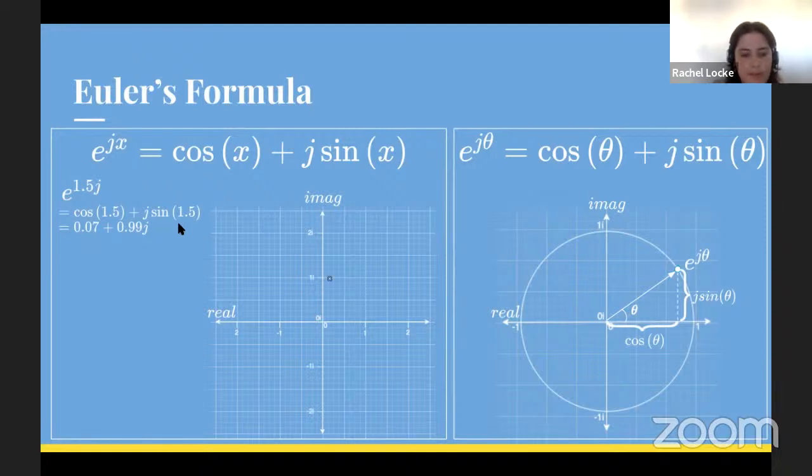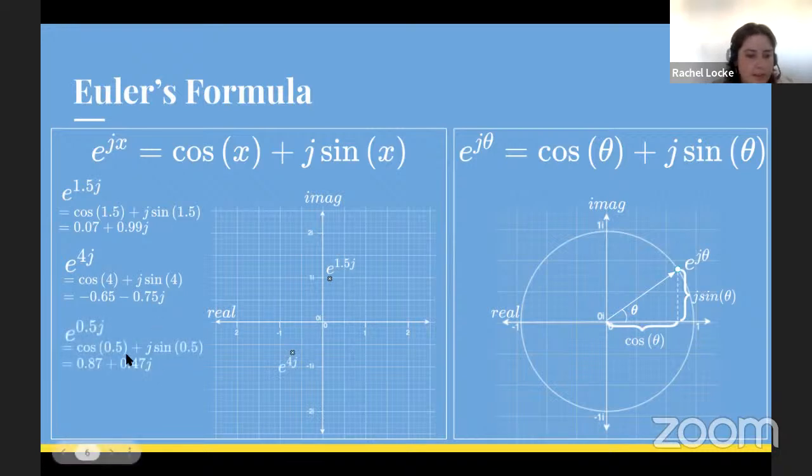Let's plot that on the complex plane. Let's choose another arbitrary number, 4. And let's plot that one on the complex plane. Let's choose another number, plug in the values for cosine and sine, and plot that complex number on the plane. And let's choose one more, 2.5. And let's plot that on the plane.